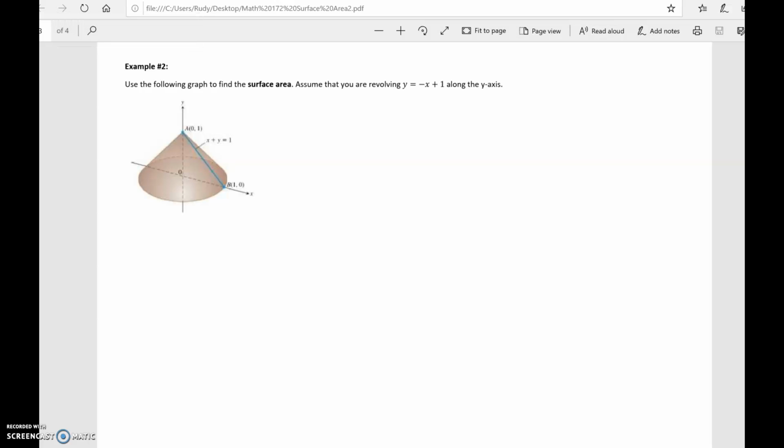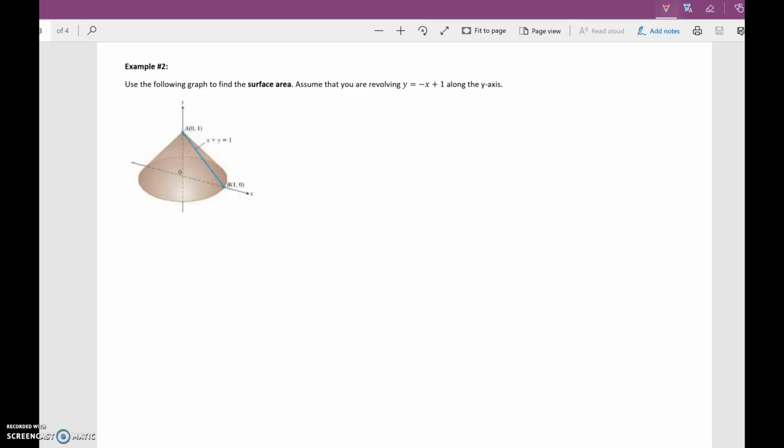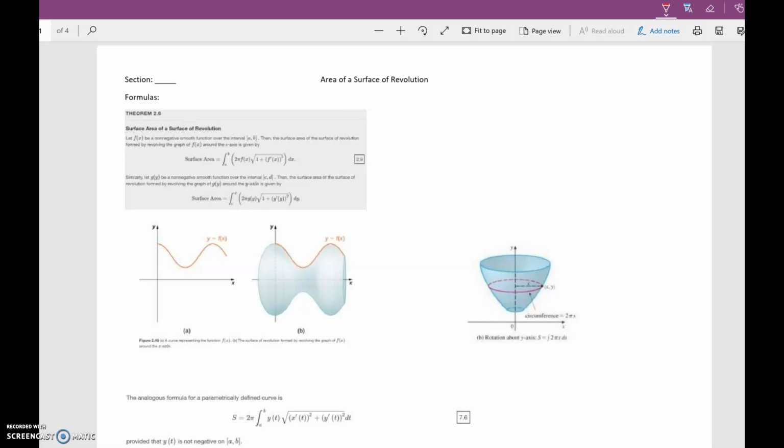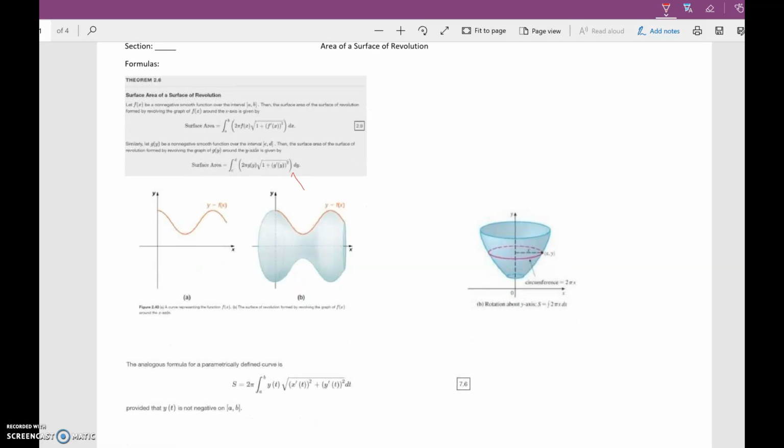Hi class, let's take a look at example 2. In example 2, they're providing us with a sketch. They are mentioning that they're revolving along the y-axis, so we have to be careful on how we actually use the formula. For example, we're technically going to be using that formula.